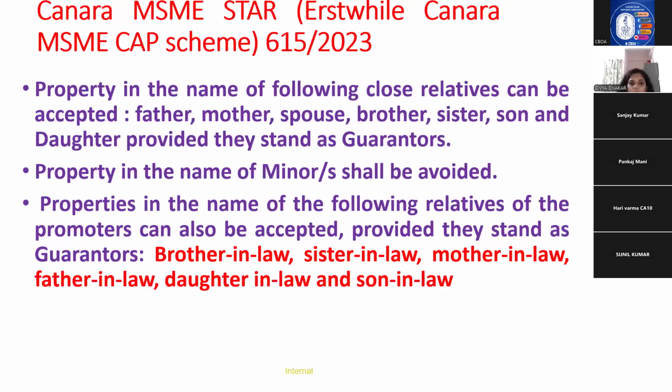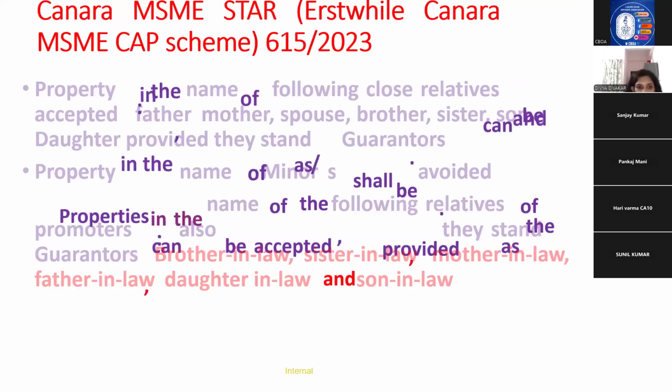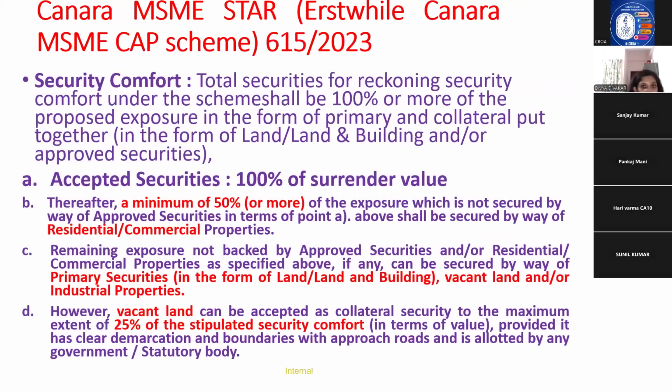Property in the name of minors shall be avoided. Property in the name of the following relatives of the promoters can also be accepted, provided they stand as guarantors: brother-in-law, sister-in-law, mother-in-law, father-in-law, daughter-in-law, and son-in-law. Security comfort: total security for reckoning security comfort under the scheme shall be 100% or more of the proposed exposure in the form of primary and collateral put together.